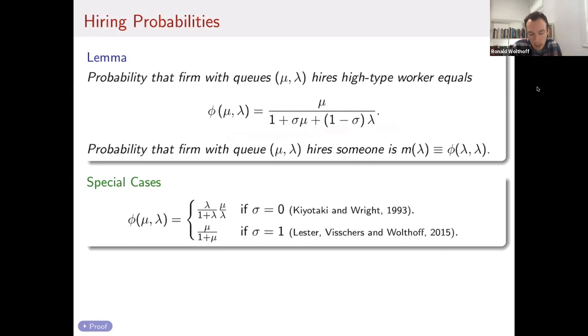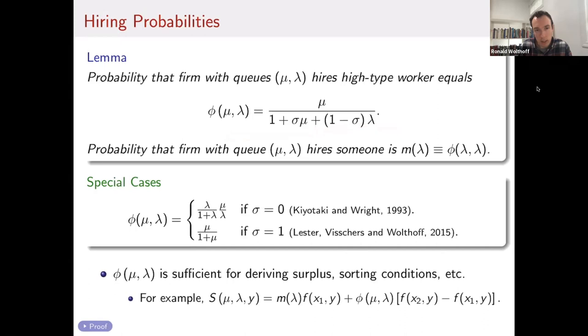Okay, it turns out that this phi is a sufficient statistic for basically everything, like it's a sufficient statistic for the matching process. And so it's enough to know phi for everything we want to do. You can write surplus in terms of phi. You can write the firm's overall matching probability in terms of phi. You just have to evaluate it in lambda rather than mu and lambda, and we can also write the sorting conditions in terms of phi. So if you don't like my micro foundation, give me a different phi. We have to check some regularity conditions, but a lot of our results go through.